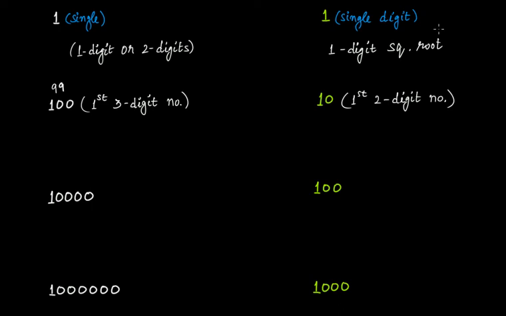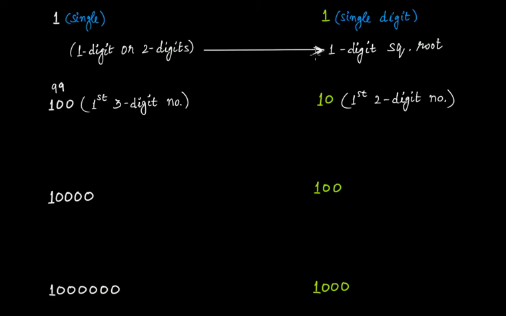Let me repeat it again. Why is that only one digit square root? From 1 to 99, all the numbers that will be square numbers will have either one digit or two digits. And since 10 is the first two-digit number, that is the square root of 100, it means that whatever square root comes before 10 will be only of a single digit. Therefore, if your square number has one digit or two digits, then the square root of those square numbers will have only one digit.